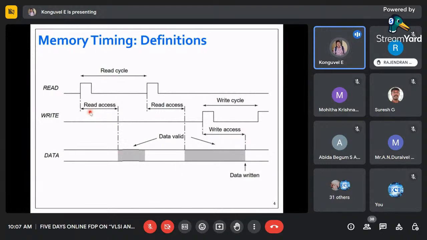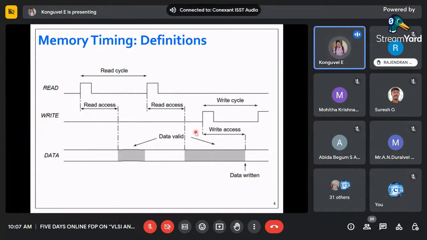That means the data should be readily available in the database. When we are able to read the data from the database, it should be readily available. So we call that the read access. Similarly, for the write cycle also, we have a similar thing. But in the read cycle, we have to settle the data in the database after the read pulse. Here we have the read pulse. After the read pulse, we are making the data available in the database. So that time duration we call read access.